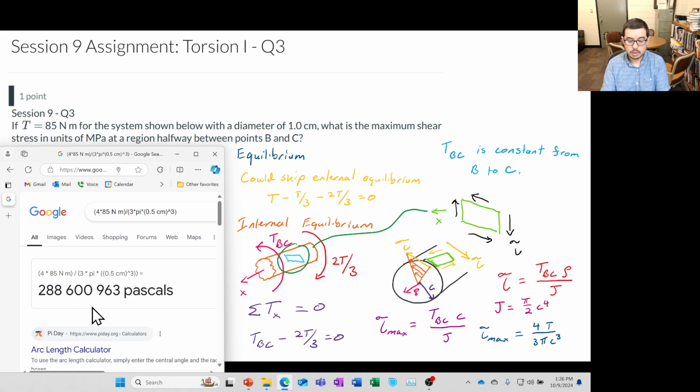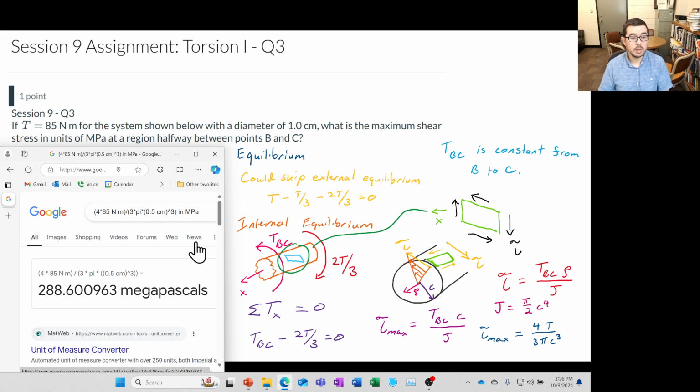We get, wow, 288.6 million. All right, so we can do this in pascals, so we can put it in megapascals. So 289 megapascals. That's not an insignificant amount of stress, especially shear stress. And why I say that will be clear later in the course.